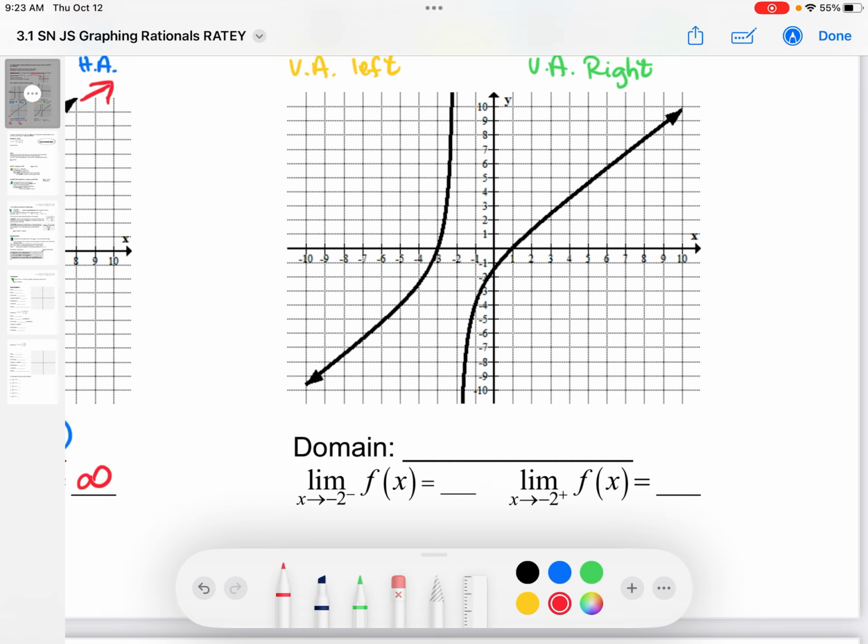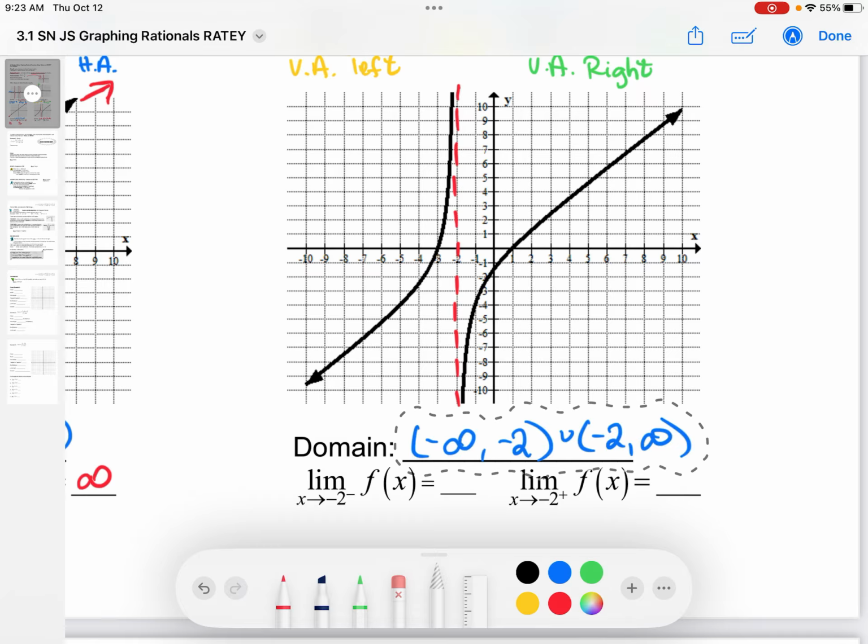Now, let's look at this last one. We see something a little different going on here. We do notice we have a vertical asymptote here at x equaling -2. So our domain will break, not exist, at -2. So that piece on the left is from negative infinity to -2. And then we start over on the other side of -2 and go to infinity. So there is our domain.